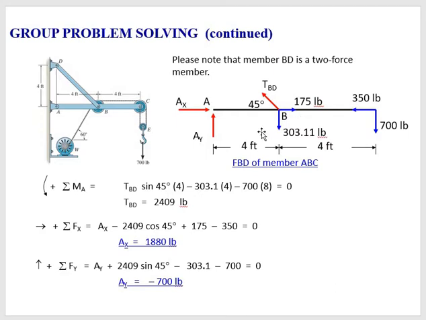Then I can sum my forces in the X direction. So I have AX minus TBD, which is 2409, times the cosine of 45, plus 175 minus 350. That gives me 1880. Then I can sum the forces in the Y direction. That gives me 303, 700, AY, and then TBD, which is 2409 times sine of 45. And so that gives me a negative 700. So AY is actually acting down. So AX is acting to the right, AY is acting down.